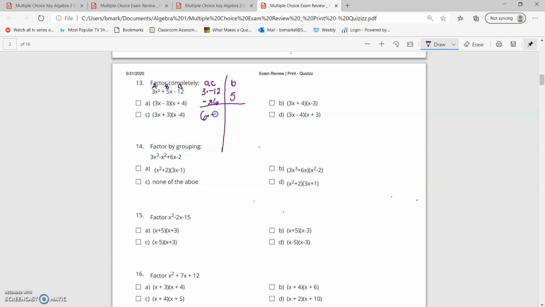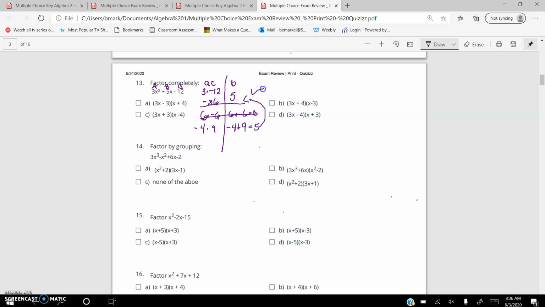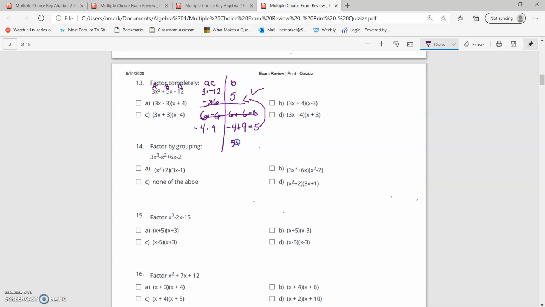How about 6 times negative 6? 6 plus negative 6 gives me 0. So not that. What else multiplies to get me negative 36? How about negative 4 times 9? Negative 4 plus 9 equals 5. That's what I wanted. So I know 5x is the same thing as negative 4x plus 9x. So I can go ahead and replace it.